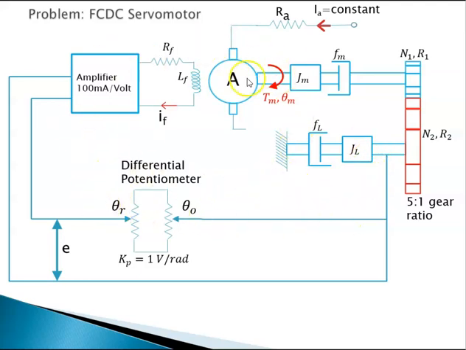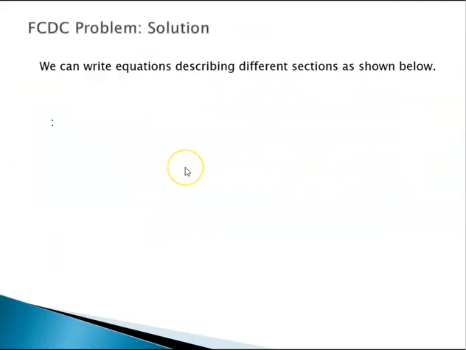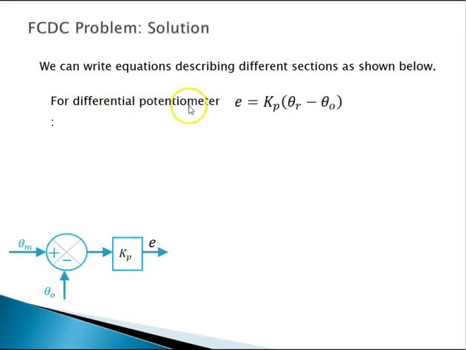This cycle goes on and on till equilibrium is established. Try to write equations describing different sections as shown below. We have the first thing, that is the differential potentiometer. Voltage applied is the constant of the potentiometer multiplied by theta R minus theta O. A block diagram is drawn.